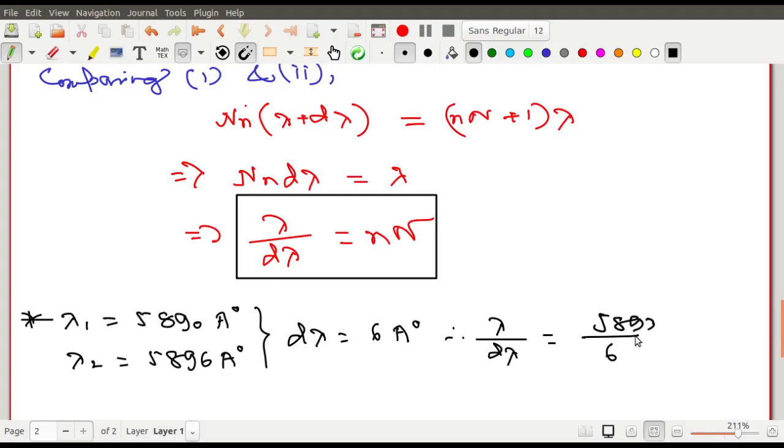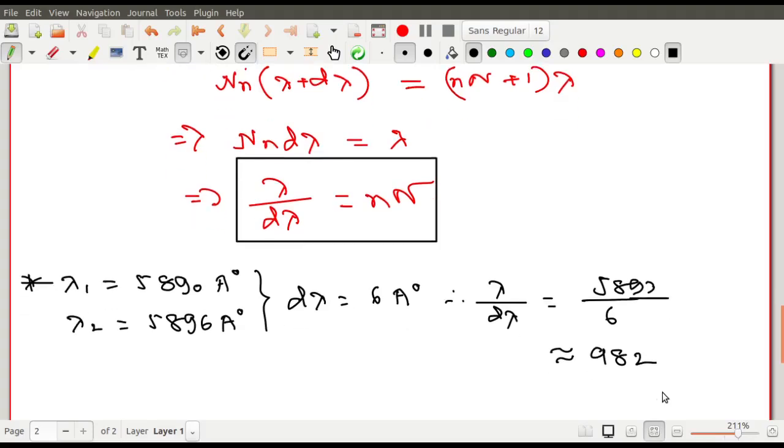Use the average, and you will be safe. If you take 5890, there will be no harm, because in comparison to this 5800 and this 6, in comparison to 6, whether you take 5890 or 96, there will be no such change, but you use the average. And this will come out nearly to be 982. This factor comes out to roughly 982, okay?